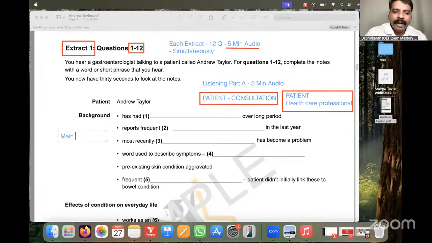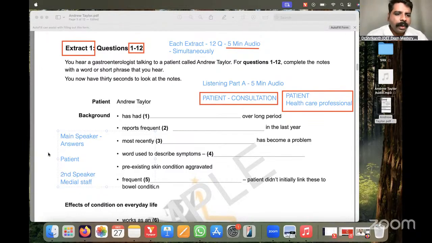in most cases, the main speaker, so who is the main speaker from whom we get the answers? The person from whom we get the answers is the main speaker. So most of the time, the main speaker is always going to be the patient. Most of the times. The main speaker is going to be the patient over here, whereas the second speaker is going to be the medical staff. Right. So this is what you need to understand about OET listening part A.